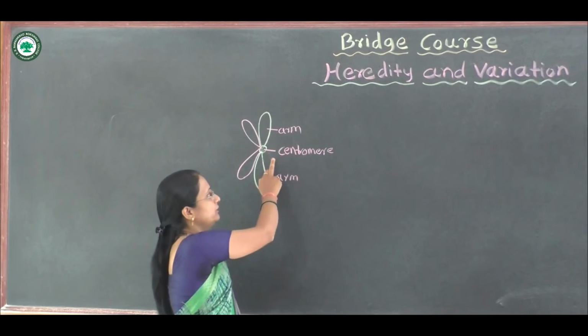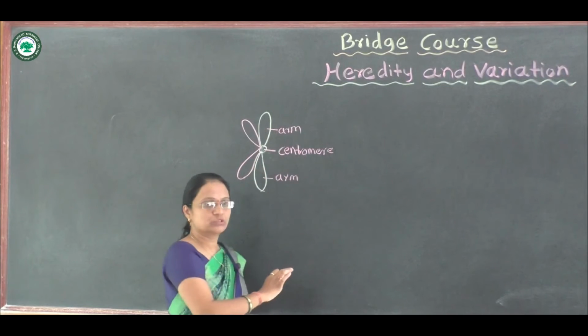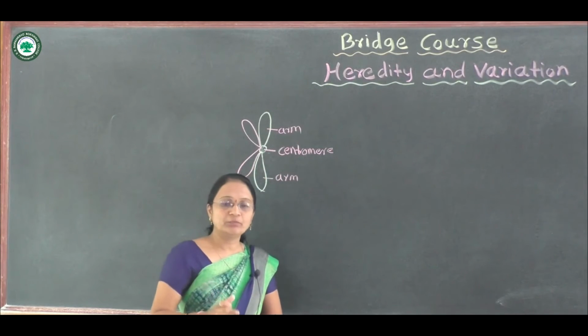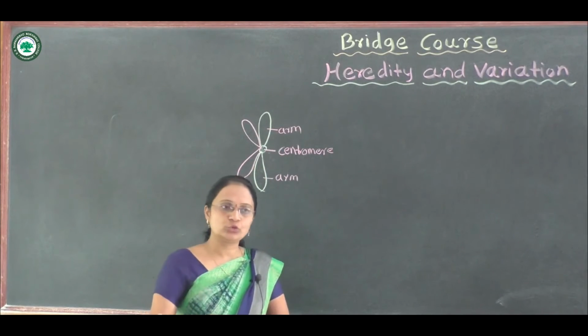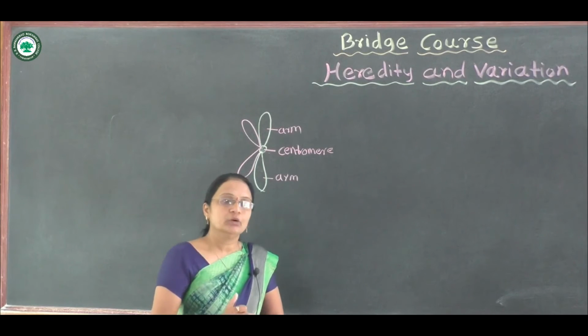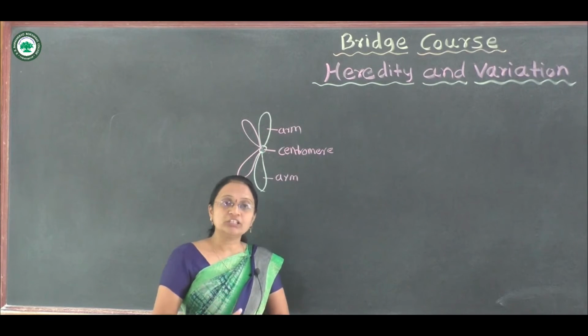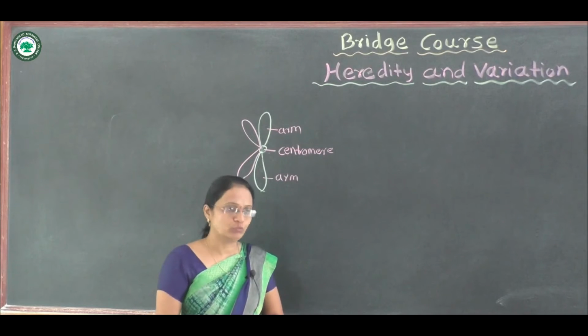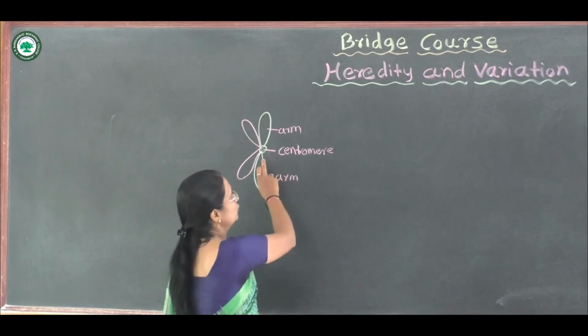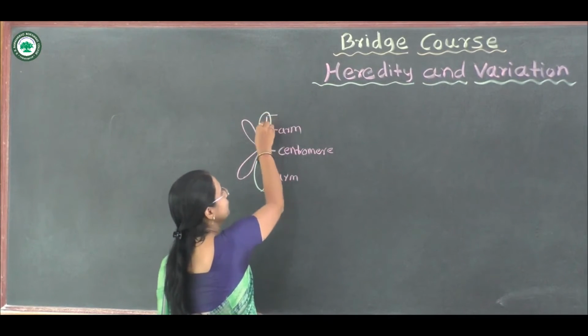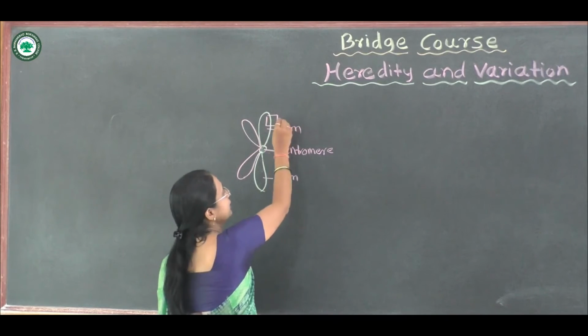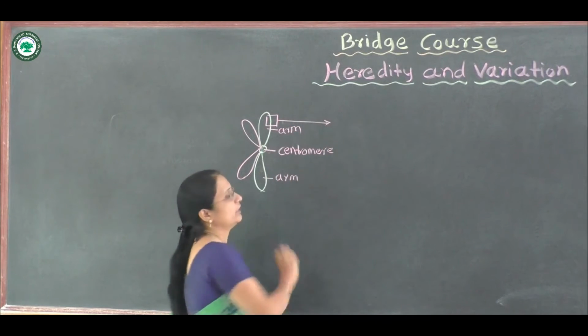This centromere here joins these two arms. How many chromosomes are present, we are going to show later. But before that, here we are seeing the ultrastructure of the chromosome. If you magnify this part, suppose you select this part, how do you observe it at that time?